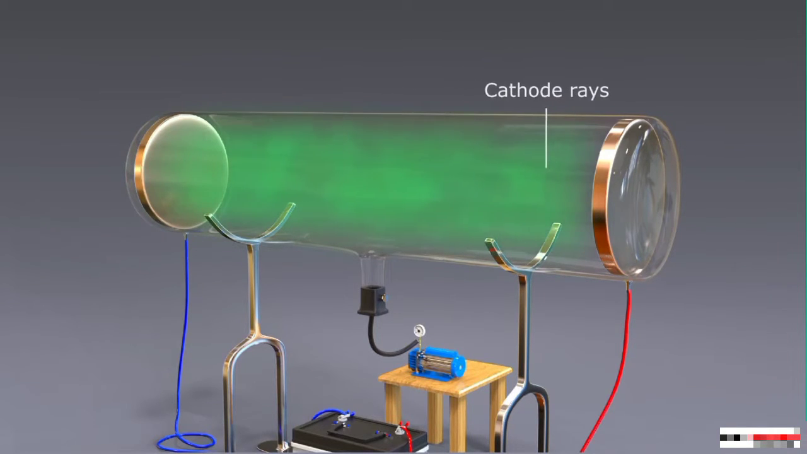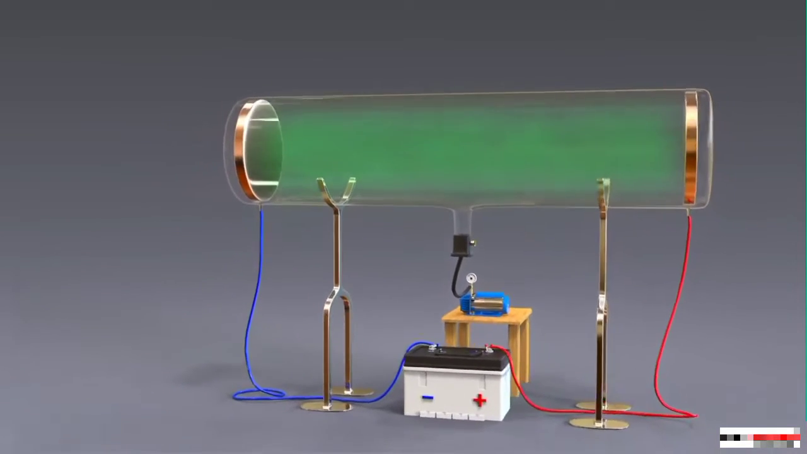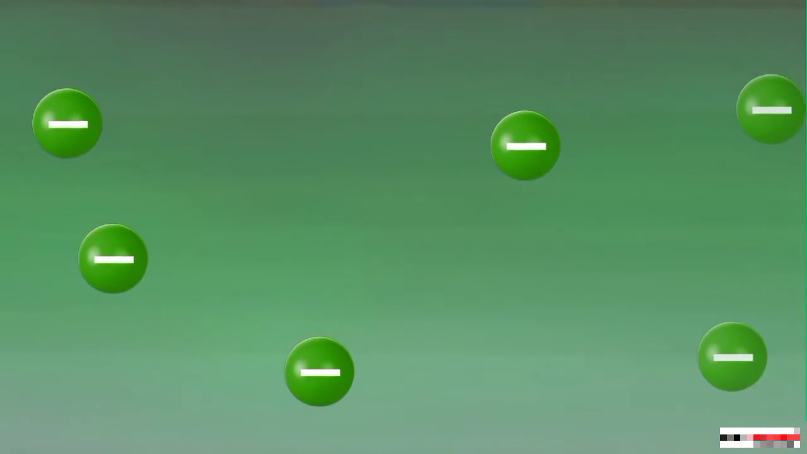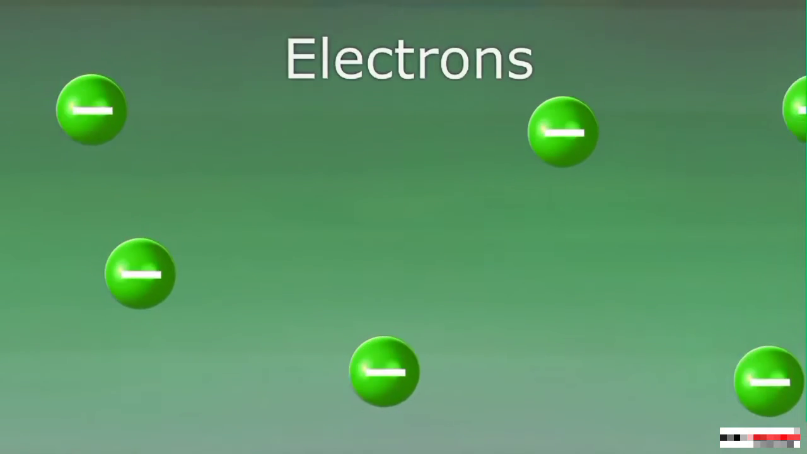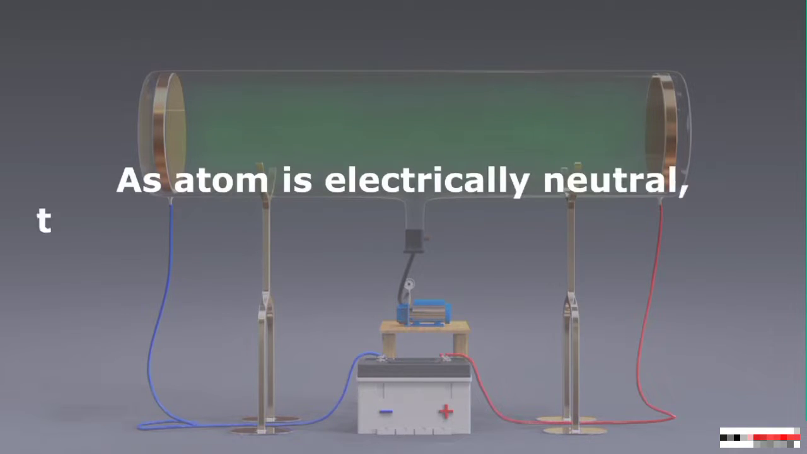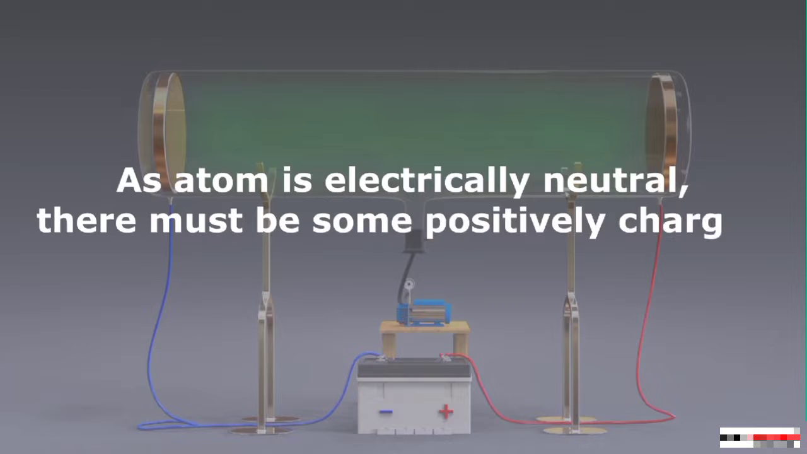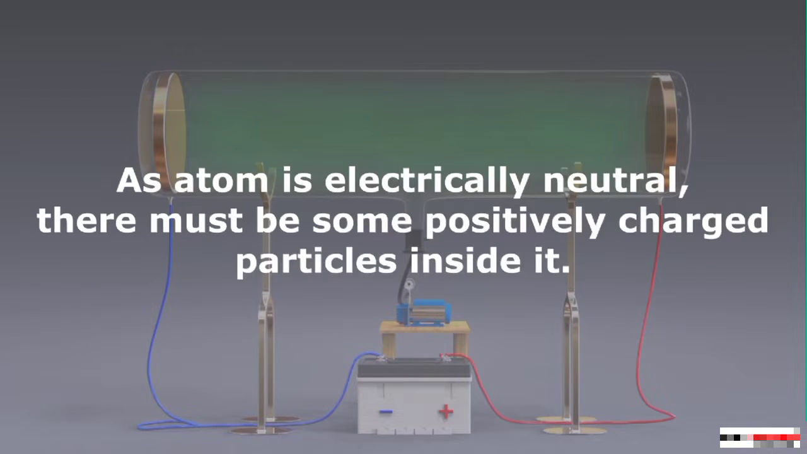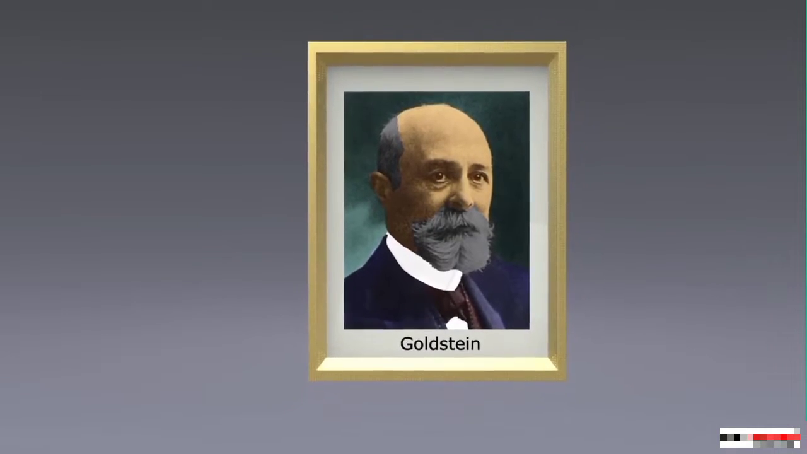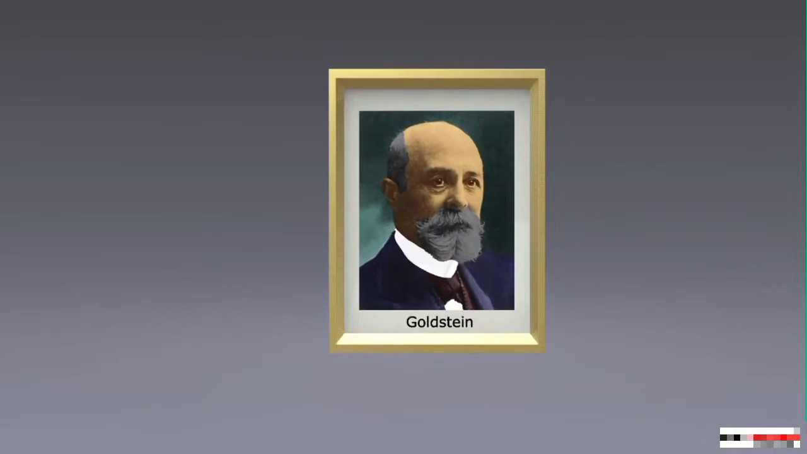On passing the electric discharge, rays called cathode rays were produced, which were attracted towards the positively charged plate. As these were attracted towards the positively charged plate, they were supposed to be made up of negatively charged particles, which were named by Sir J.J. Thomson as electrons. So this is how the negatively charged particles were discovered. Since atoms are neutral, it was concluded that some positively charged particles must also be present in the atoms. These positively charged particles were later discovered by Goldstein in 1886 as protons.